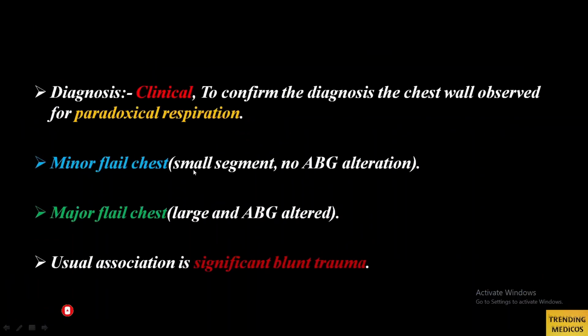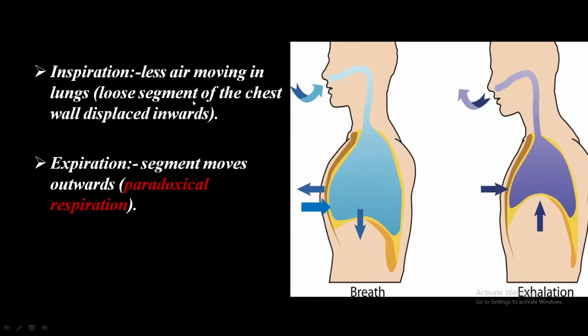Okay, so it can be a minor flail chest in which the segment is small and there is no ABG alteration. This patient was having a small segment flail chest. A major flail chest is when the segment is large and there is ABG alteration. The usual association is significant blunt trauma, and the respiration is paradoxical. This happens as you have seen in the video: one segment goes out and the rest of the chest goes in.